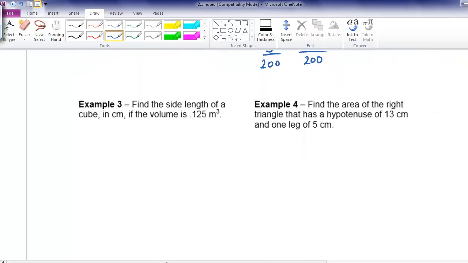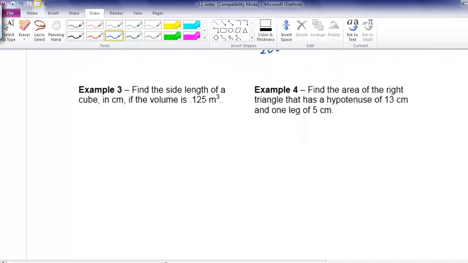Okay, last two. Find the side length of a cube if the volume is 0.125. Now we know the cube formula. It's equal to side times side times side, or s cubed. Now, to ask you a question about a cube, really the numbers have to work out. And again, Fisher-Price math time: you put the right thing in the right spot, and then you go ahead and answer the question.